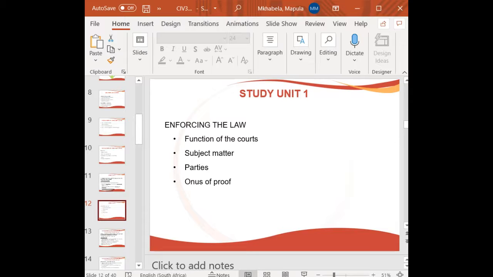Enforcing the law between legal subjects and the state is the function of the court. The court will hear the presentation of evidence and arguments of both parties, and they are controlled by formal rules. The decision of a court is enforced by the state.